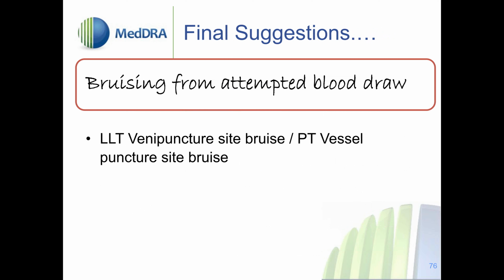Yeah. So then another valid point is that the term doesn't say it's venous. Of course, it could be an arterial blood draw as well. Yeah. It's not as frequently performed, but of course, this is a valid point. So maybe vessel puncture site bruise would be the better option here to code, because we don't know whether this was arterial or venous puncture. That's very true. I didn't think of that one.